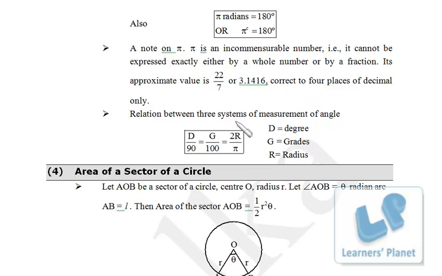Now what is the relationship between the three systems of measurement of angle? See, this is really important. Pi radians is equal to 180 degree. Okay, or what is the relation? This is the relation, but you must be knowing this and this. Okay, that's important for us.